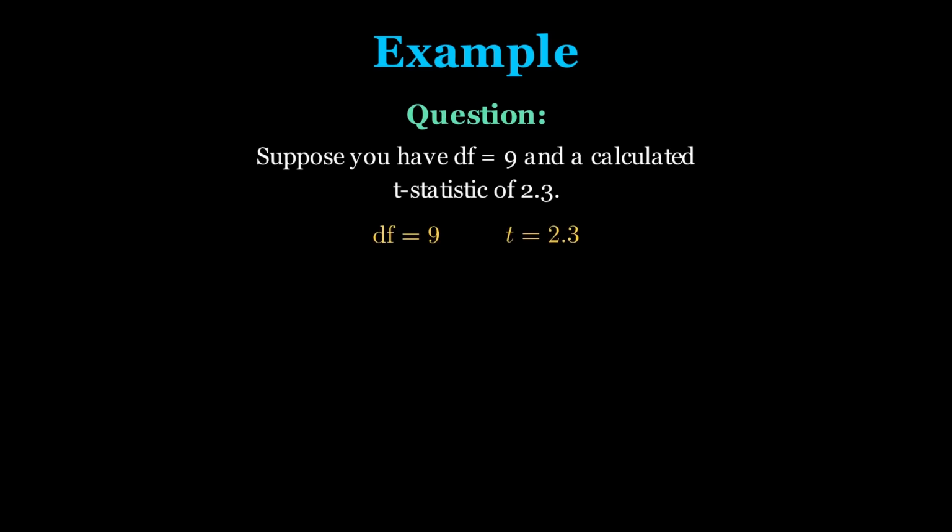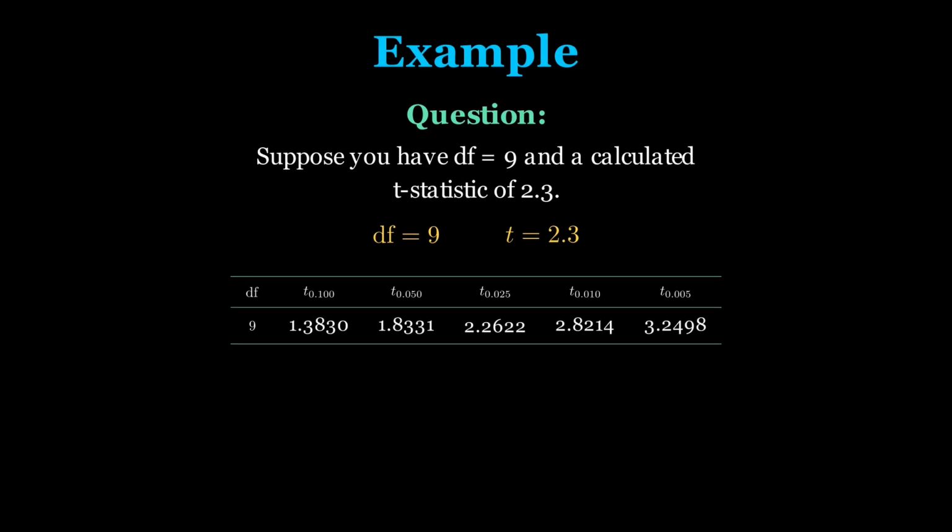Let's work through an example of bounding a p-value using the t-distribution table. This isn't exactly in the format of a question that will appear on the exam, but it's a good example of tying the t-distribution table with p-values. Suppose you have a sample set with 9 degrees of freedom and a calculated t-statistic of 2.3. From the t-distribution table, here are the critical values for 9 degrees of freedom.